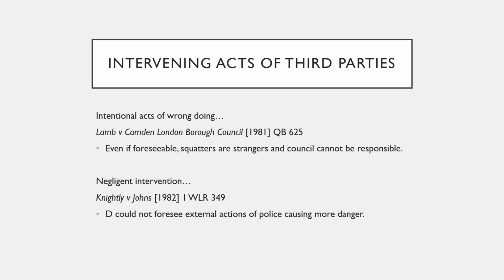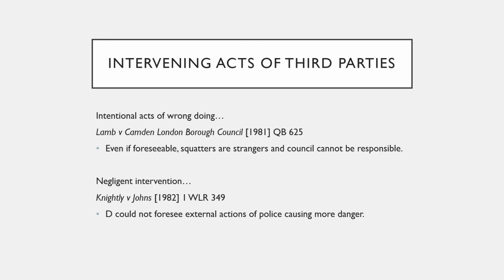So you can talk about intentional acts of wrongdoing. A good case here is Lamb. There was a burst water pipe, they had to clear the house for repairs, and squatters went in. And they said it was foreseeable that squatters would go into an abandoned home and cause extensive damage. However, the council can't be responsible for this because the squatters are strangers. They're not in control or liable for their actions.